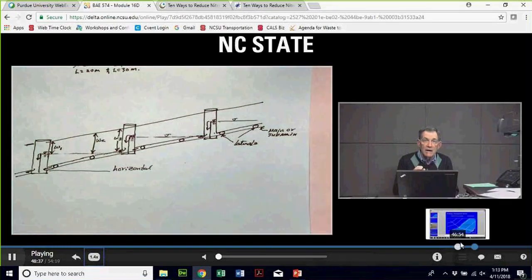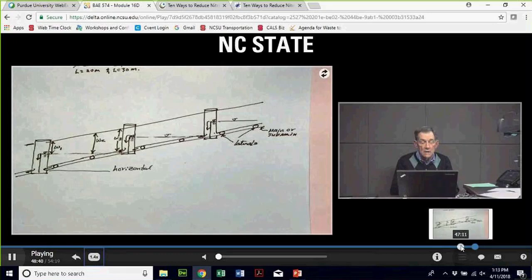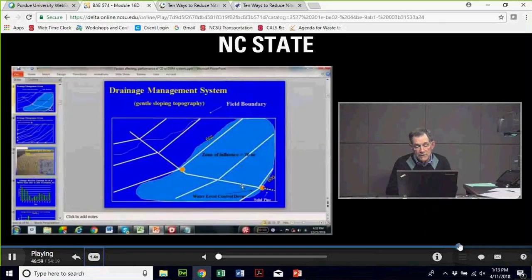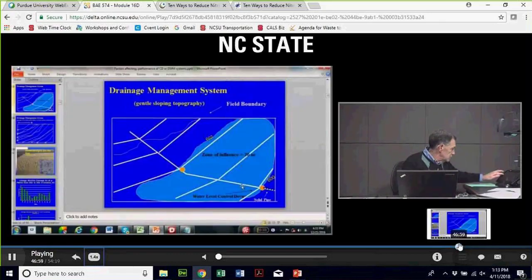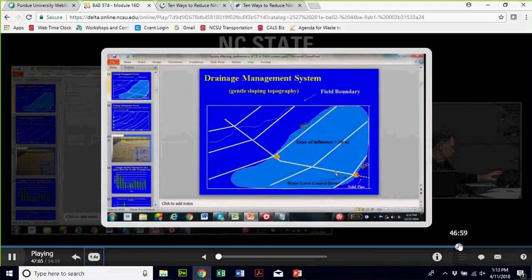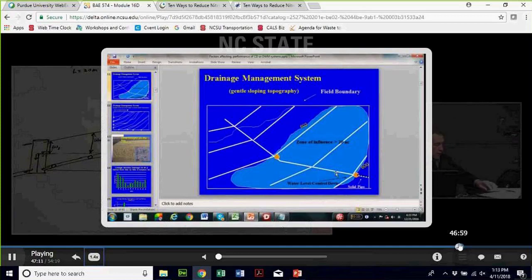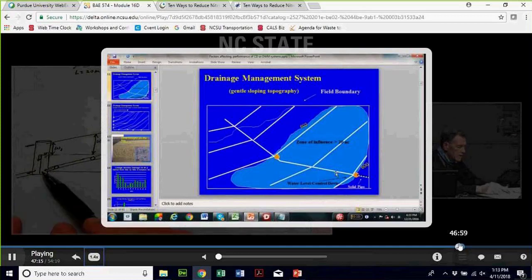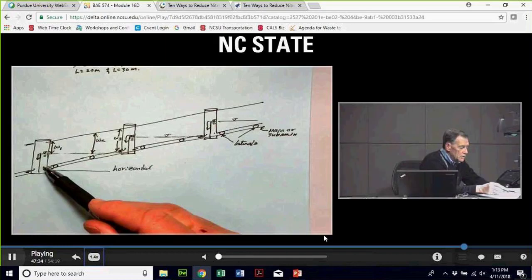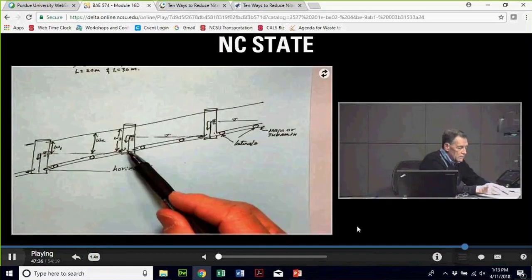here. What I'm addressing here is the issue of zones and how you select those zones. We have had this discussion for control drainage and sub-irrigation. 45 centimeters, a foot and a half is a typical zone that's used where you put the control structures as depicted there.